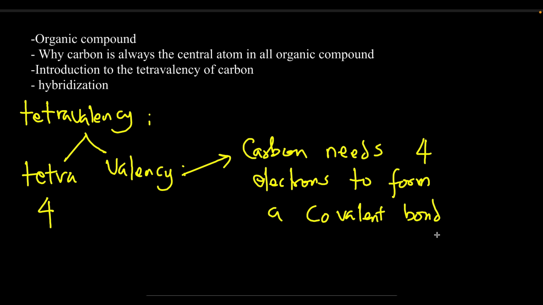Hence the reason why they speak of the tetravalency of carbon. Carbon is an atom that can take a maximum of 4 bonds. Anything less than 4, carbon will not be stable. Anything greater than 4, carbon will not be stable. So carbon takes a maximum of 4 bonds. That is what we refer to as the tetravalency. The characteristics of carbon by virtue of its ability to form 4 covalent bonds is what we call the tetravalency.